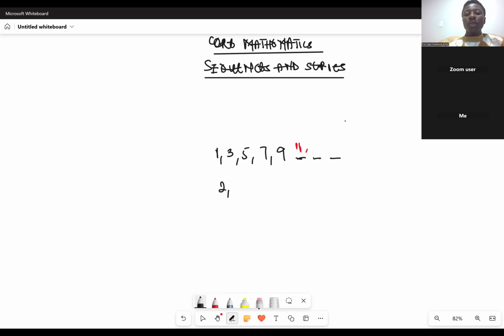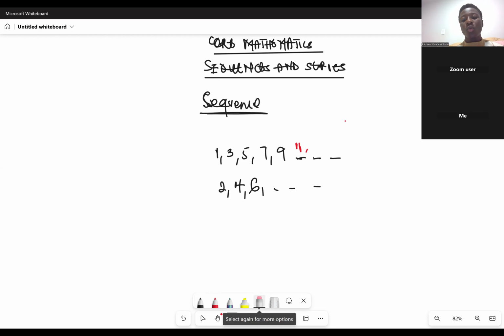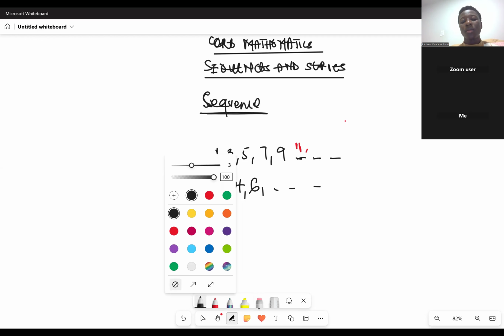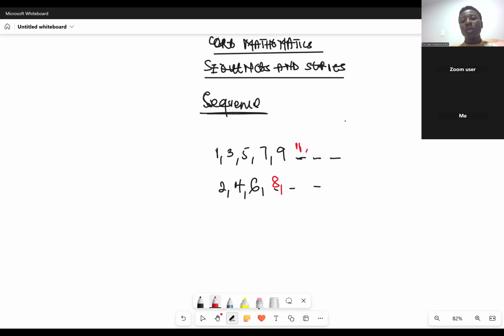The next set of numbers, you have 2, 4, 6, dot, dot. So this is a sequence, right? It's a number sequence because it's in the form of a pattern, isn't it? Of course, there is a rule to get the subsequent numbers. From this, what can you conclude? What's the next number? 8. Then the next. 10. 12. 10, 12, and so on and so forth.